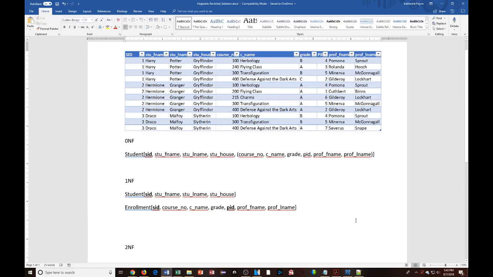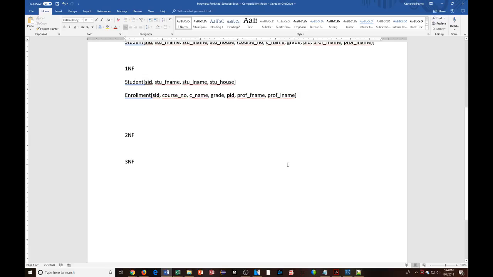From here, however, we are not in second normal form because we do have partial key dependency. Our partial key dependency is easily seen from here. The primary key of the relation is the combination of student ID and professor ID, but all that's needed to determine the professor first and last name is the professor ID. We don't need the student ID. Let's get rid of this partial key dependency to put us in second normal form.